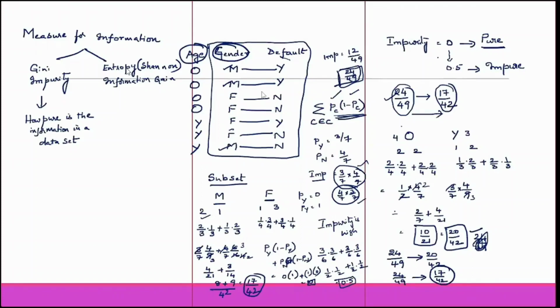So which aspect are you referring to? I'm really sorry, I did not look at your question immediately. Third row under subset here: 3 by 7 into 4 by 9 plus 4 by 7.